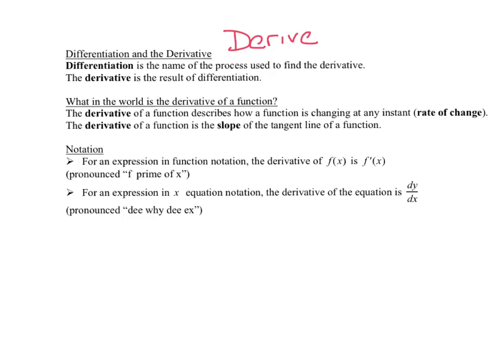What in the world is the derivative of a function? Well, we've talked about this a few times, no matter what previous math course you've had. The derivative of a function describes how a function is changing at any instant, known as the rate of change. It also describes the slope, and that's kind of what we want to get in our head. Every time we say derivative or derive, we are talking about the slope or the rate of change of a function.